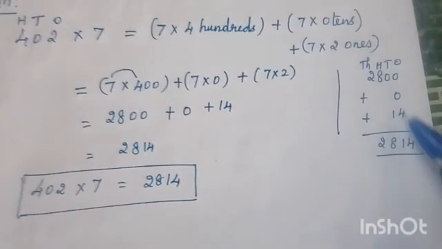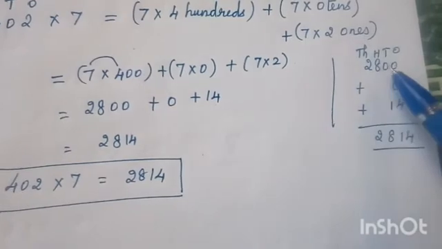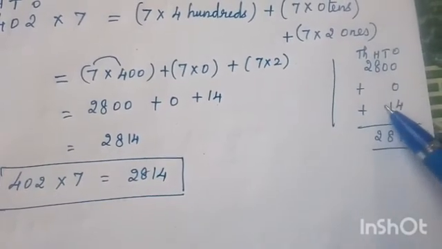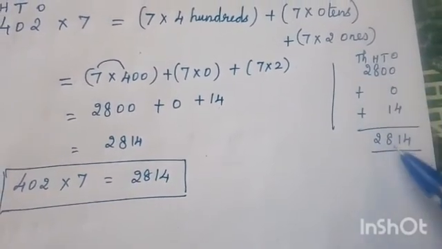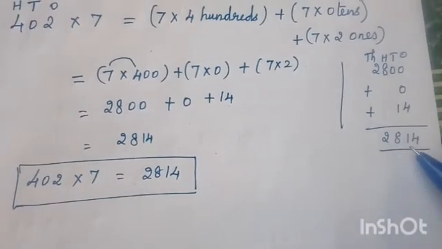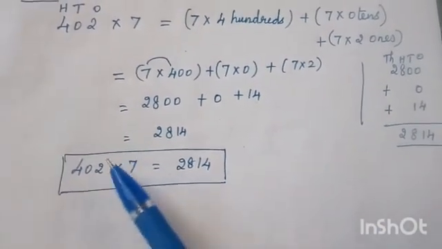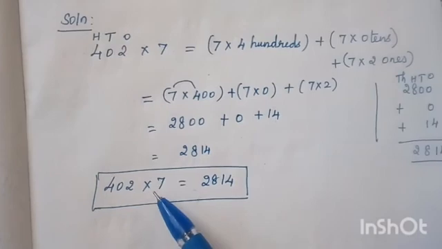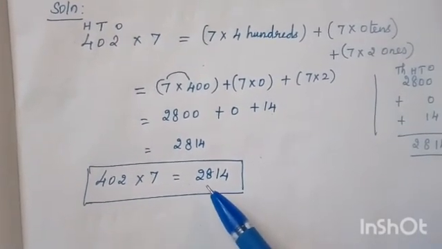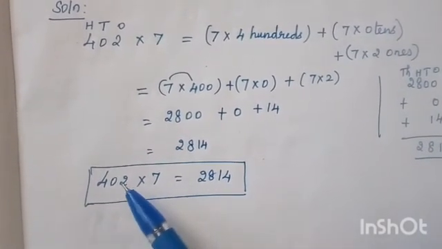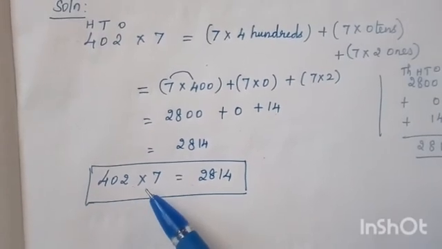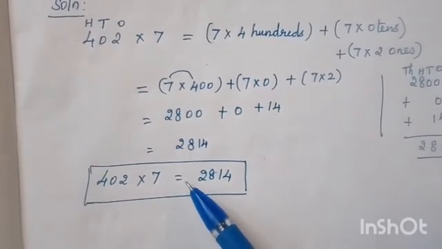Now you have to add. For this place, 0 plus 1 is 1. 8 is there, just take and write it, and 2. So 2814. So 402 into 7 is equal to 2814. That is, 402 multiplied by 7 is equal to 2814.